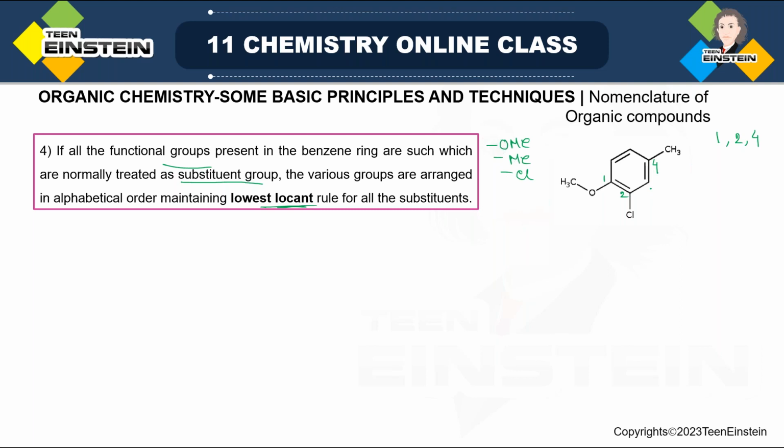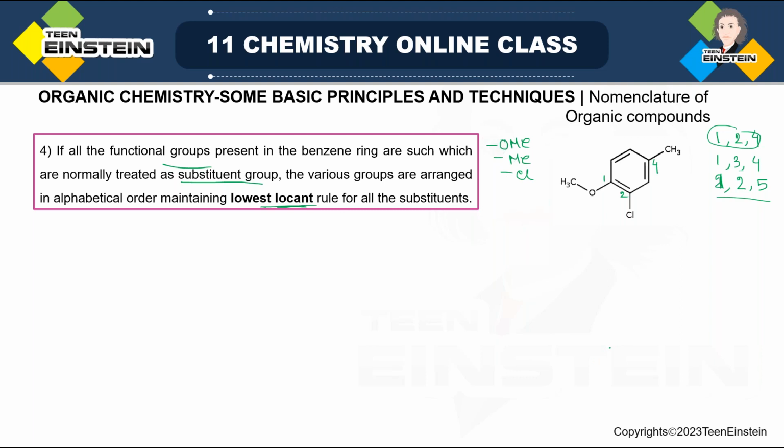Another possibility is that if you are starting the numbering from methyl, then it will be 1, 3rd position Cl, 4th position OMe. Another possibility is that if you are starting the numbering from chloro, then it is 1 position chloro, then 2 position there is OMe group, and 3, 4, 5 position there will be methyl. Now according to the rule of first point of difference, we will accept this one, 1, 2, 4, which is preferred over 1, 3, 4, but 1, 2, 4 is also preferred over 1, 2, 5.